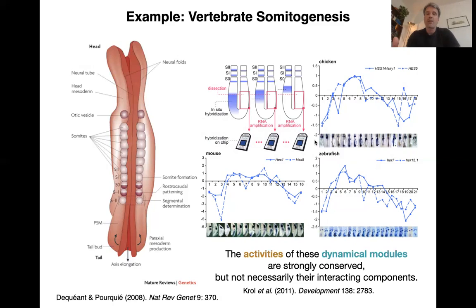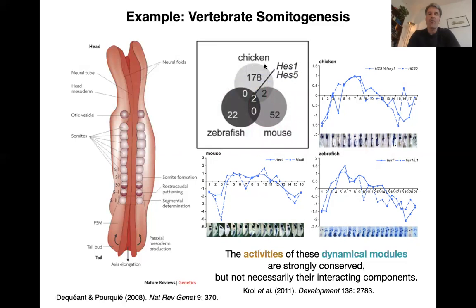So what they found by doing a screen where they tried to identify all the oscillating genes in this tissue is really surprising. Here is the resulting Venn diagram. They had over 100 genes in a chicken embryo, 56 genes in mice, 24 in zebrafish, and look at the overlap: two genes, both of them these Hes factors that are at the very heart of the mechanism. That's the first tier of the mechanism that basically induces the oscillation in the first place.